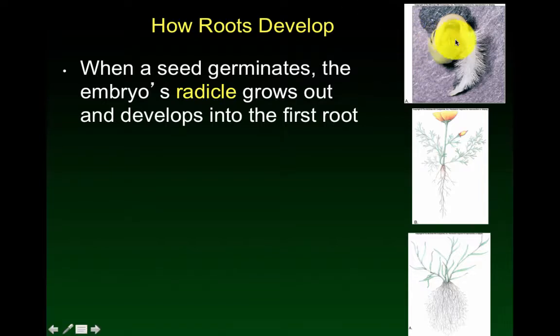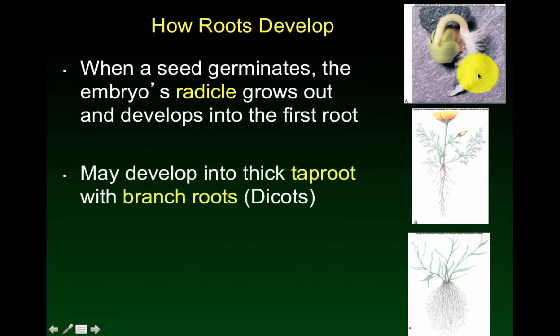So here you can see a seed germinating, and this is the radicle. So you can see the first root right here, and these are all root hairs. So it may develop into a very thick taproot, like this plant right here. So this is one long taproot with some branch roots. And that's the characteristic of dicots.